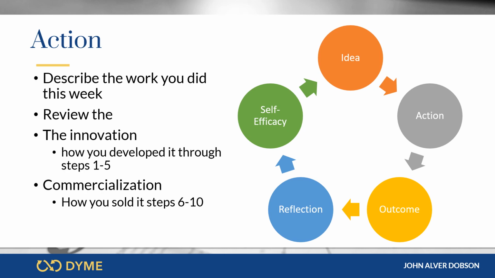The action is you're going to describe the work you did this week, or if it's a bi-weekly assignment, bi-weekly. Review the steps 1 through 5 of the innovation, how you actually develop the idea, and then review and describe steps 6 through 10 of the commercialization, how you actually attempted to sell the idea. All of that goes under the action.